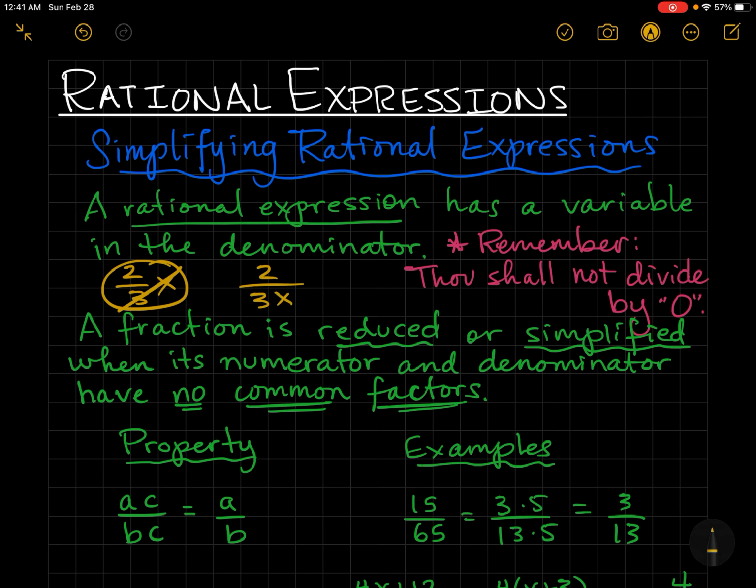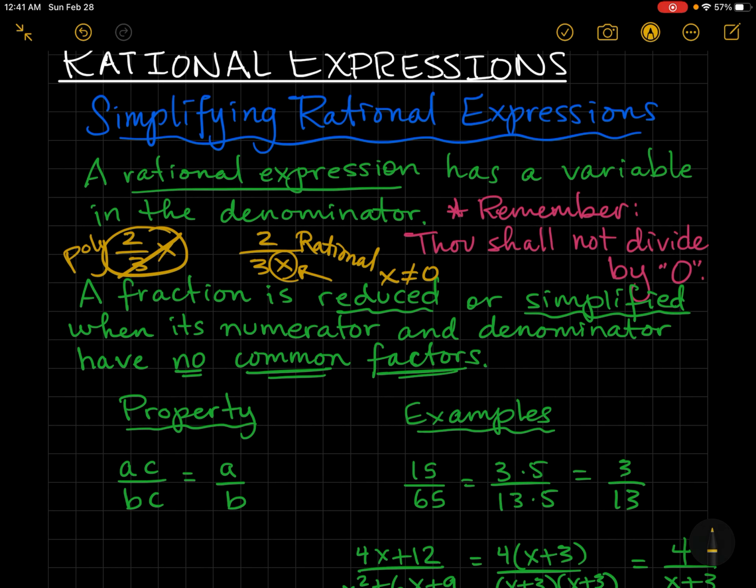But 2/3x, yes. So this is just a regular polynomial here, but this would be considered a rational expression because you have a variable in the denominator. And always remember, thou shalt not divide by 0. So at some point, we would have to exactly say x cannot equal 0 in this problem.